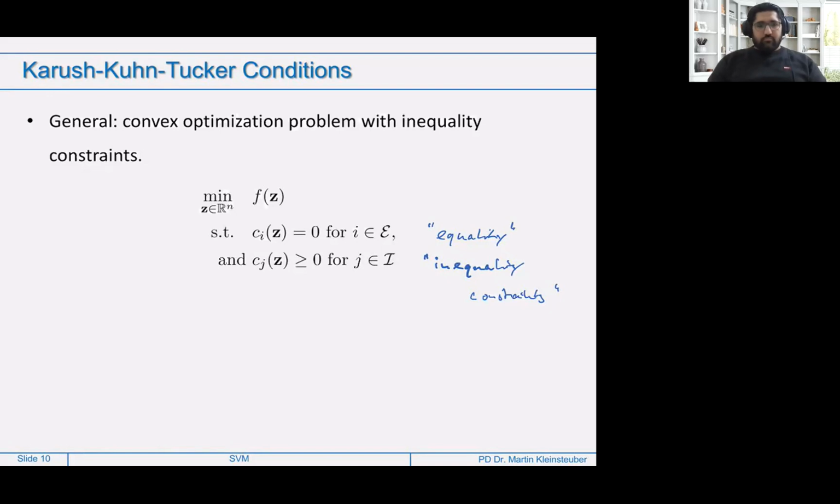We have this problem of minimizing a function f of z, and we have some equality constraints, Ci of z is 0, and we have some inequality constraints where we say, okay, Cj of z is greater or equal to 0. And that's what we want to have a look at. By the way, I don't know whether I mentioned that last time, but there are many good books on convex optimization or optimization in general. It's a very well understood mathematical theory that helps machine learners a lot.